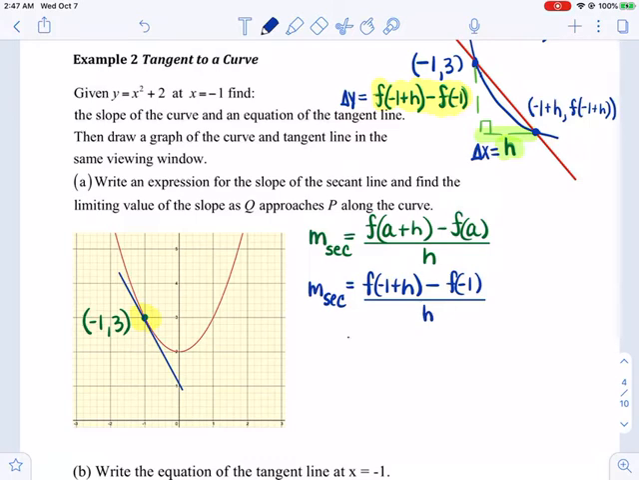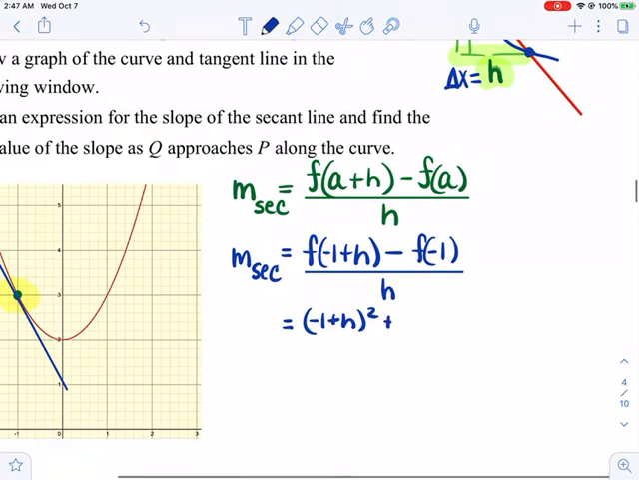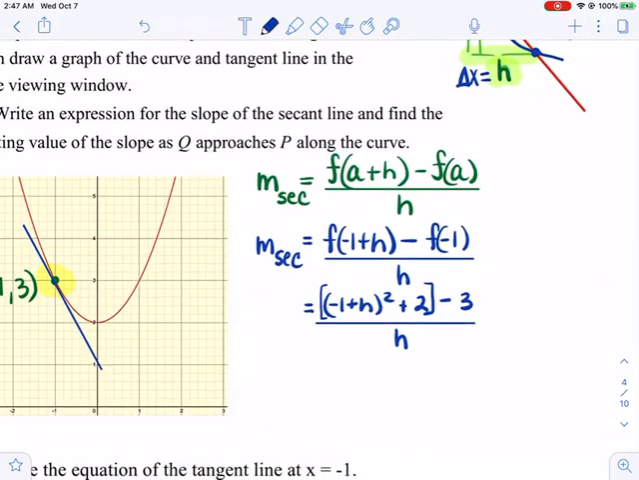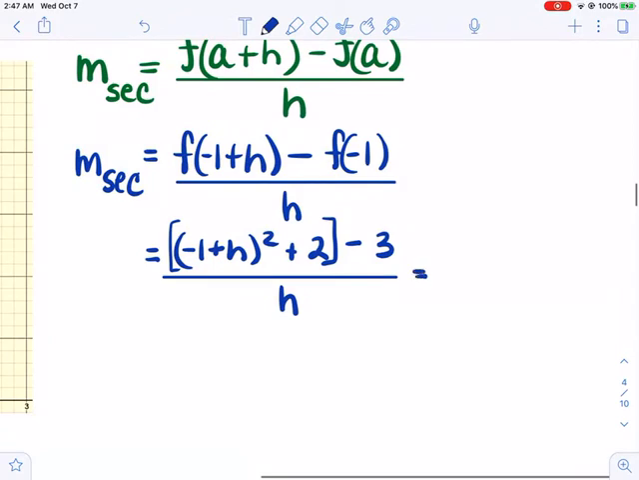I have the slope of the secant line is then equal to, the function is -1 plus h, and it's the quantity squared plus 2. And then that's the first part, brackets here. And then it's going to be minus 3. That's all over h. Okay. And so that's your expression. We could simplify this a little bit. So why don't we go ahead and do that?